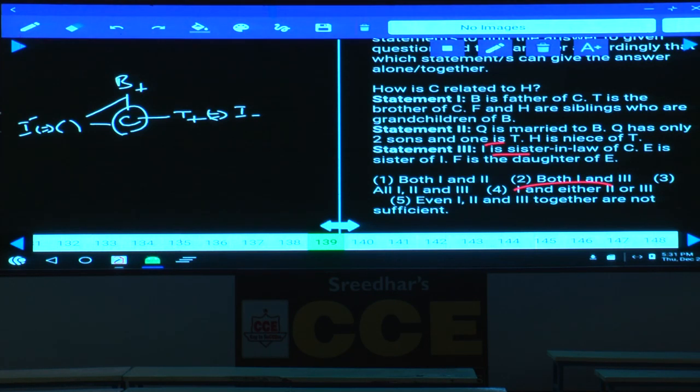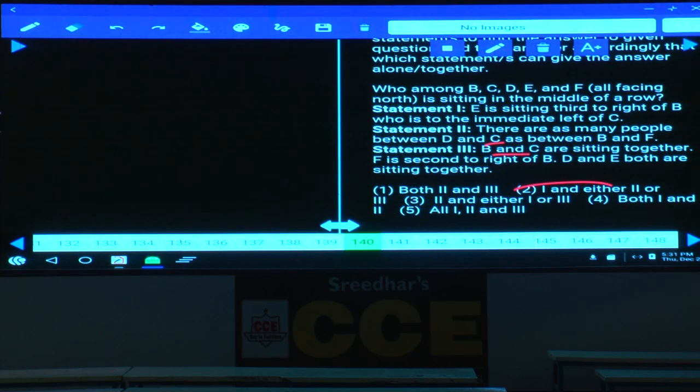1 and 3 is not sufficient, only choice 1 is the answer. Done? Then question number 140. Now in this 140, who among B, C, D and F all facing north is seated in the middle of the row? Now we need to find out the person who is seated exactly at the middle of the row.